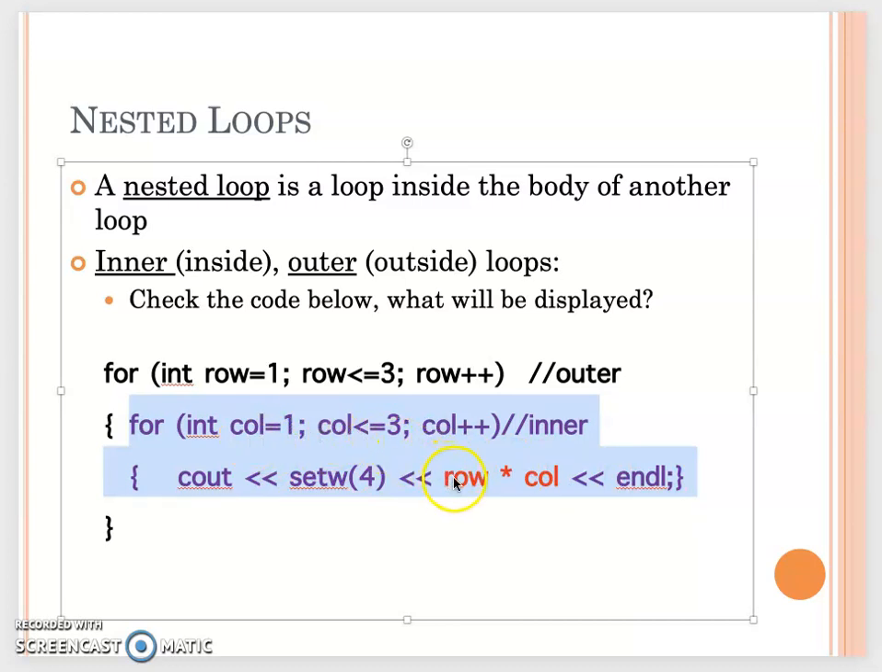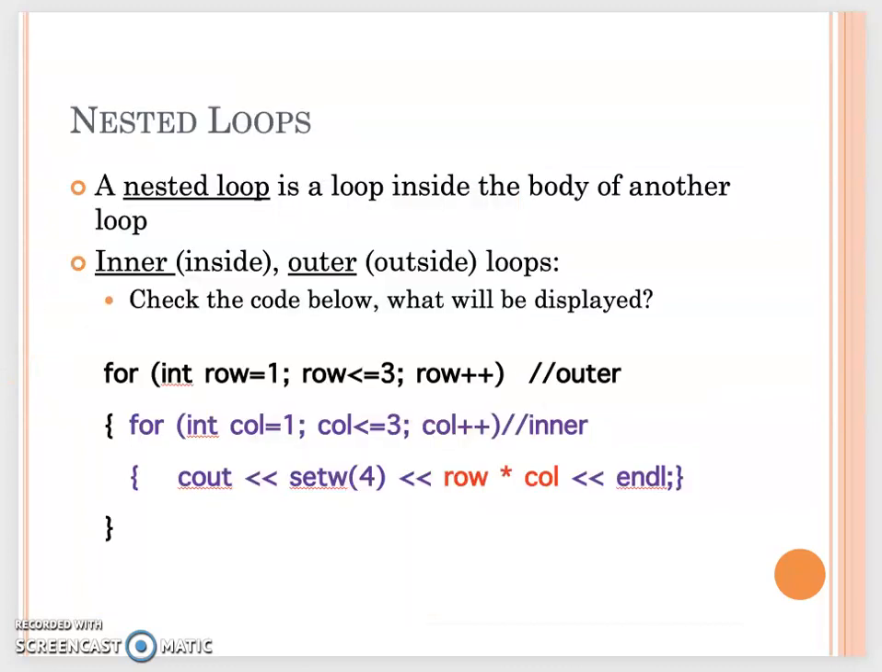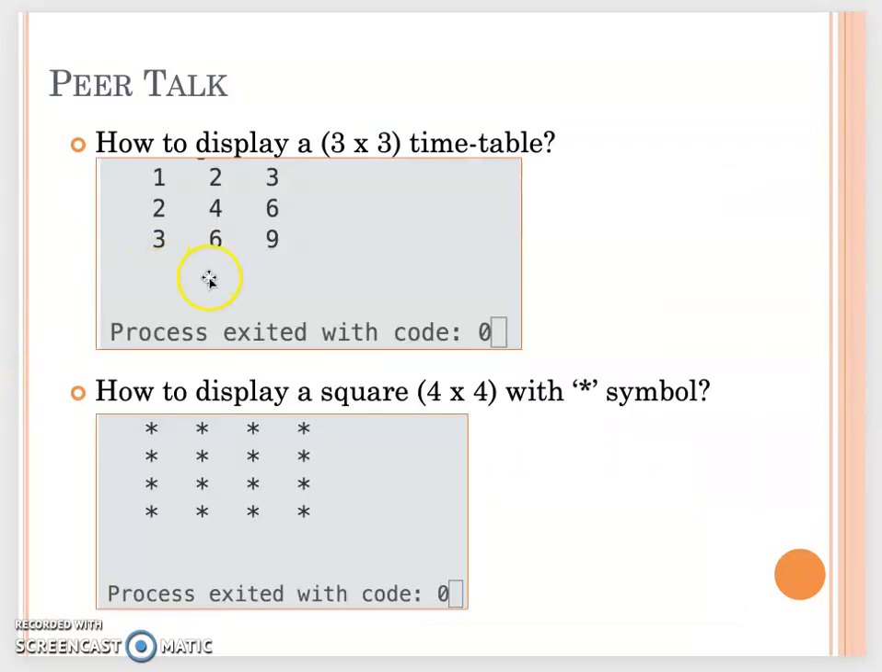So then row is 3, times 1, 2, 3. So it becomes 3, 6, 9, right? That's why it displays 3, 6, 9 here. Then after you're done, row equals 3, incremented by 1 becomes 4. So that's false. So we finish that.